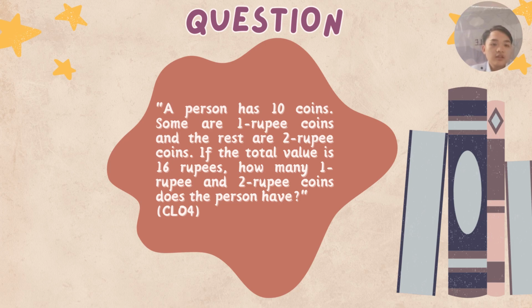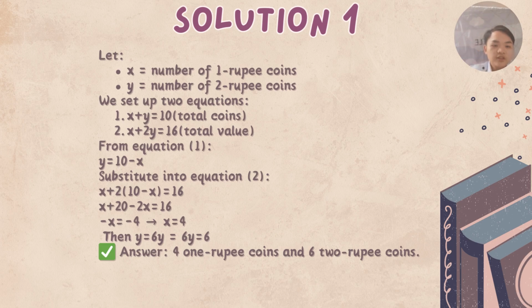So now let us look at the easy level heuristic question, which is: a person has 10 coins, some are 1 rupee coins and the rest are 2 rupee coins. If the total value is 16 rupees, how many 1 rupee and 2 rupee coins does the person have? This question involves CL4, which is applying. To solve this question, we have 3 solutions.